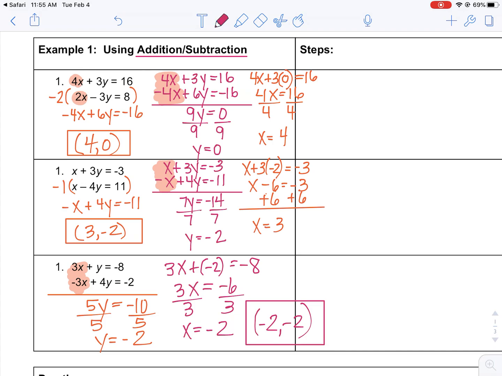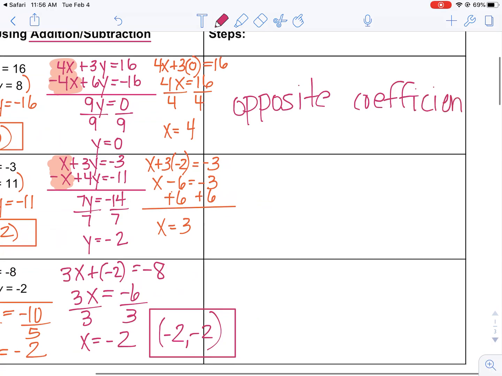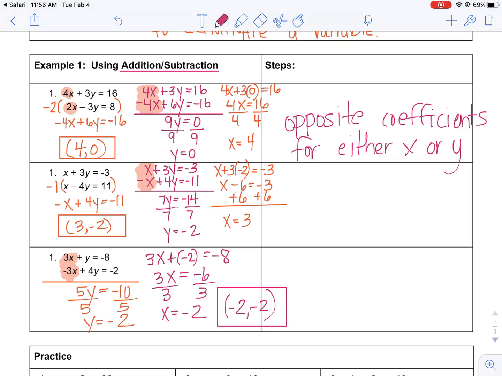The biggest thing to remember is, I like to do the x variable, but you don't have to, is that you need opposite coefficients for either x or y. And in all those examples, I did it for x. The next step that you would do is you would add or subtract your equations together after you get that opposite coefficient.